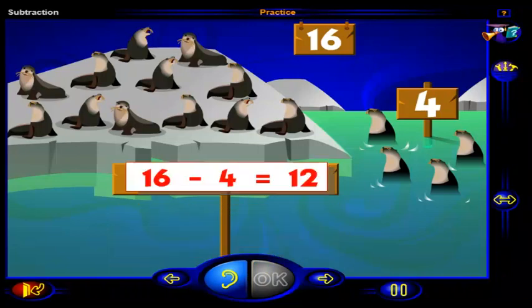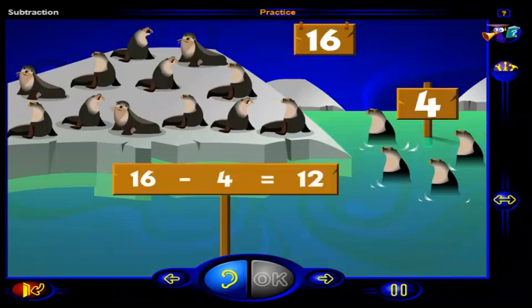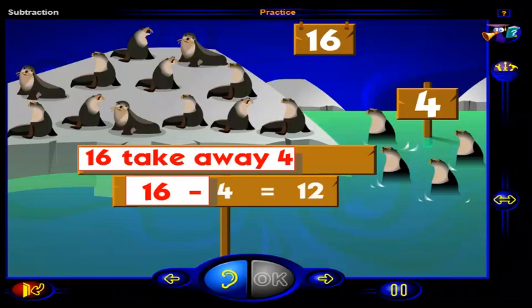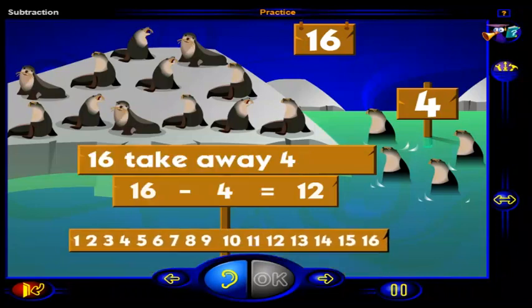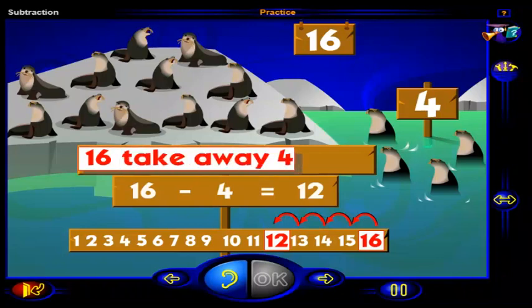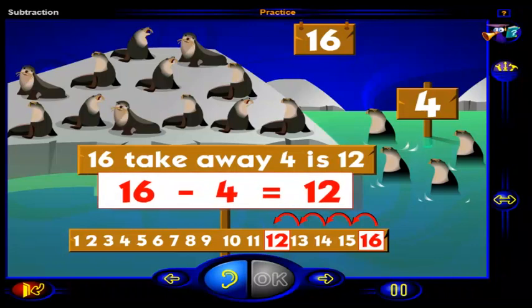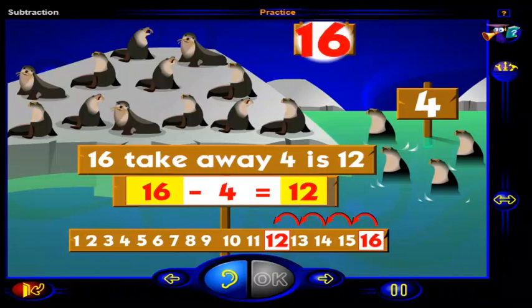This number sentence shows the difference between 16 and 4. The difference between 16 and 4 is 16 take away 4. This can be shown by 16 minus 4. Starting at 16 and counting back 4, you get 12. So 16 take away 4 is 12. 16 minus 4 is equal to 12. So this number sentence shows the difference between 16 and 4.